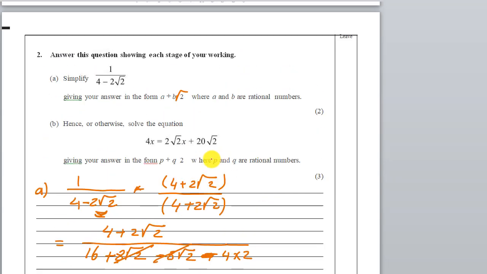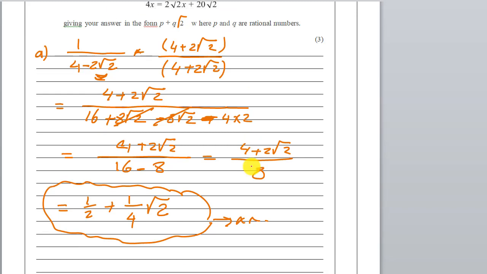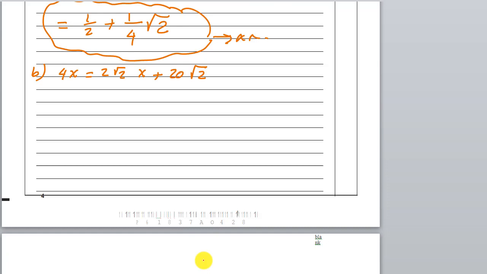Okay. Now, hence or otherwise, solve the equation 4x equals 2 square root of 2 x plus 20 square root of 2. Give your answer in the form again, b plus q square root of 2, where b and q are rational numbers. Let us start to write the equation. This is part b. We have 4x equals 2 square root of 2 x plus 20 square root of 2. So this equation now is equal to 4x minus 2 square root of 2 x equals 20 square root of 2. We bring this part here.